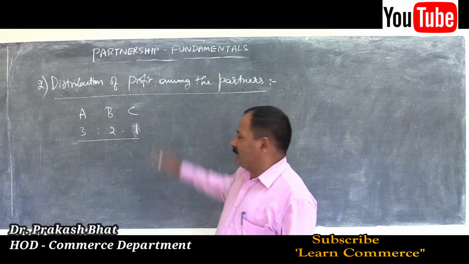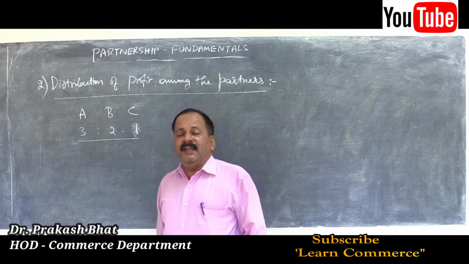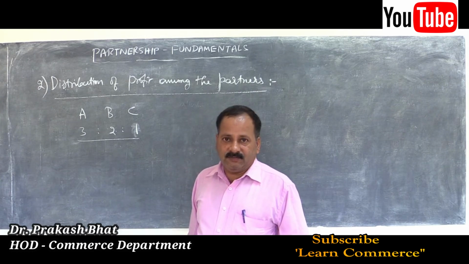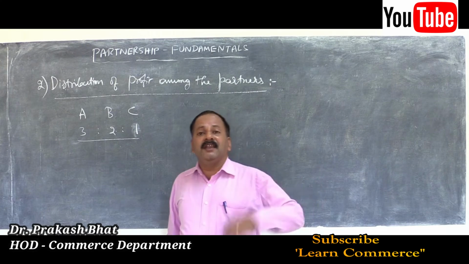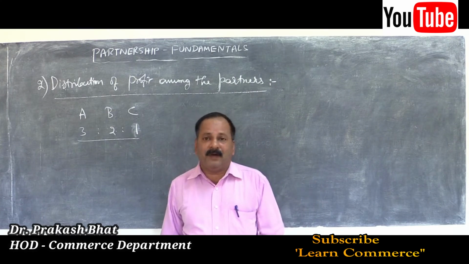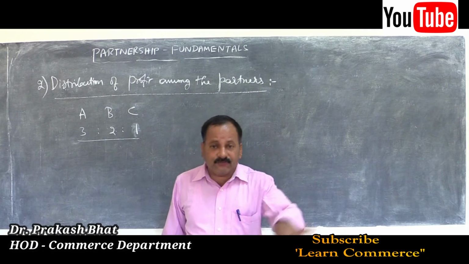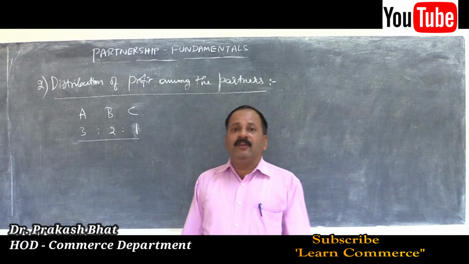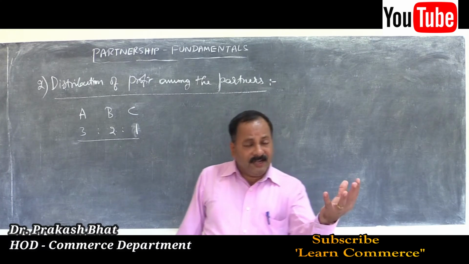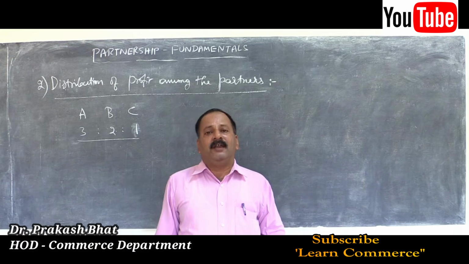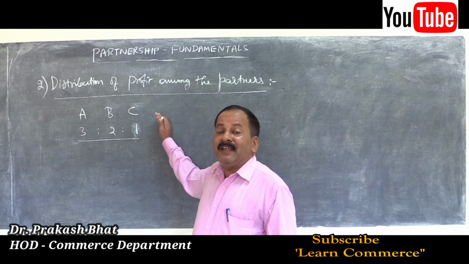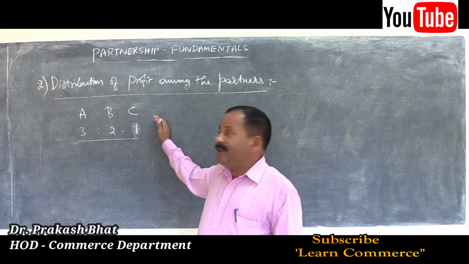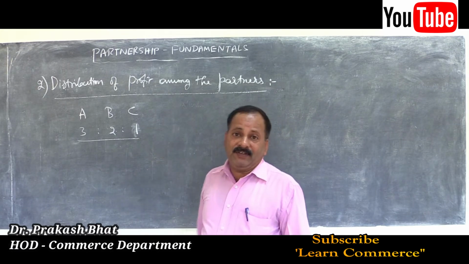So suppose, we have to pay interest on capital to a partner. We have to pay salary to one of the partners or some partners. Or commission is to be payable. Or any other remuneration to be payable. Or interest on drawings to be recoverable from the partner. That should be entered in a separate account. That is called appropriation of profit.